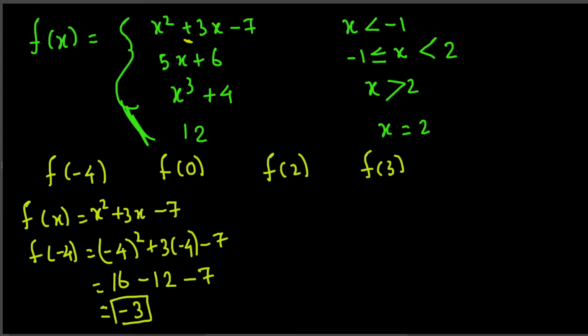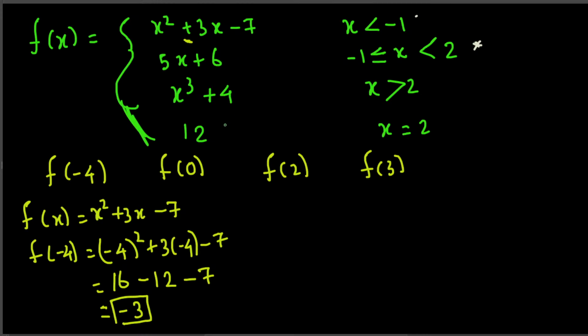Now let's look at the second one. It is asking us to find f of 0. Now we have to look at in which condition the 0 comes. Is 0 less than negative 1? No. So it doesn't come under here. Is 0 in between negative 1 and 2? Yes. So it comes under this one. And for the other ones, is 0 greater than 2? No. Is 0 equal to 2? No. So it comes under this category.